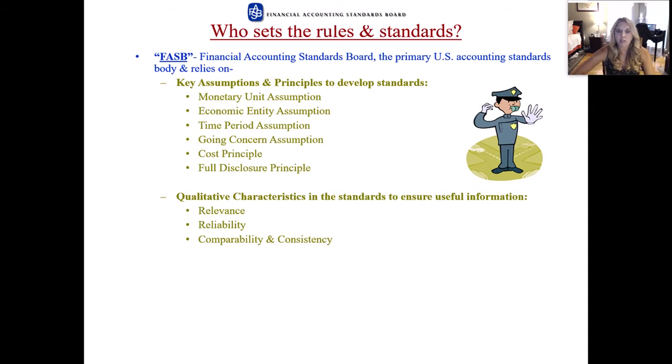Some of the qualitative characteristics in the standards: the information that you report to the public should be relevant, okay? Meaning, it has to be current information. It has to be reliable. You want to make sure it's coming from a correct source and that the calculations are being done correctly. And that it's also comparable and consistent from one year to the next and from one company to the other.